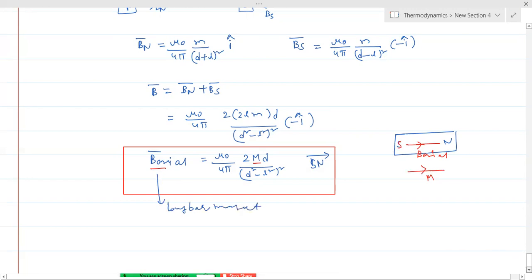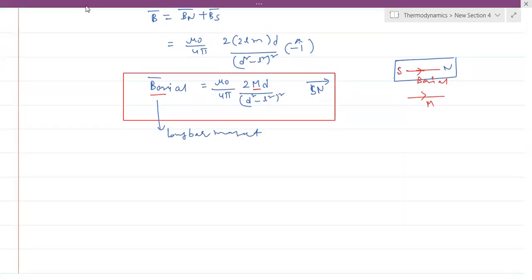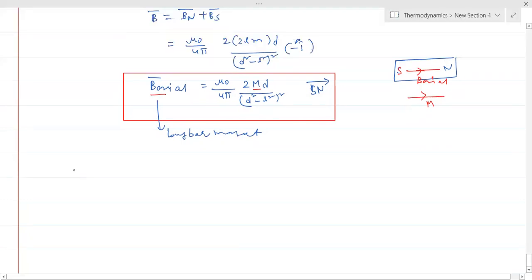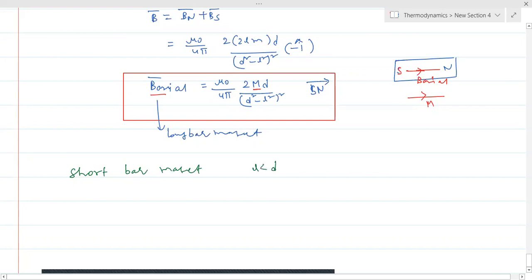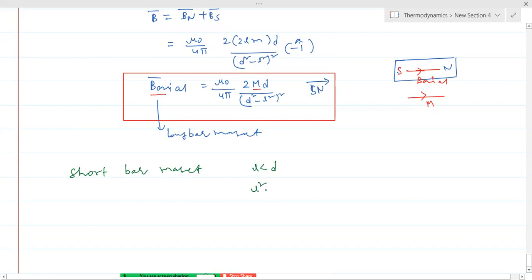This is for a long bar magnet. Suppose we take the same scenario for a short bar magnet. For a short magnet, we will say that L is less than D. So by taking L square, it can be comparable to 0 in comparison with D square.